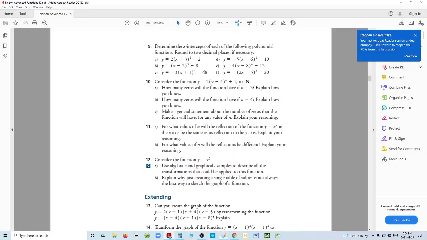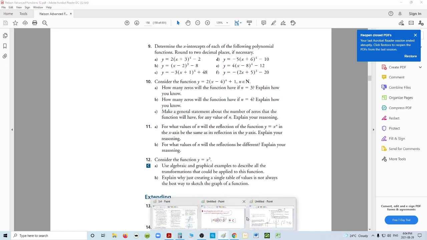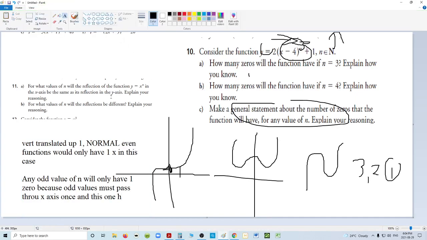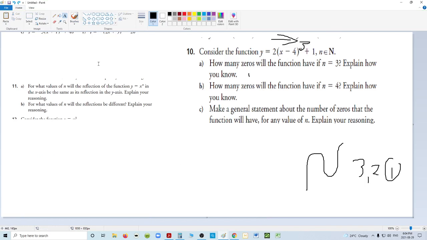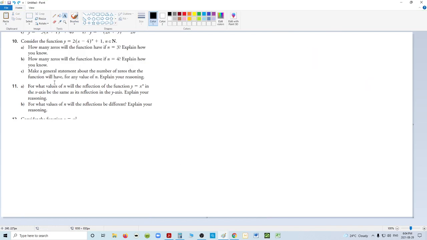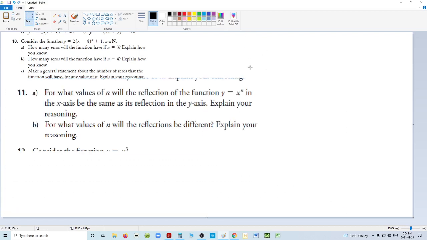And then finally, the last one, number 12. Oh, number 11. How did I lose that one? So number 11 says, for what values of n will the reflection of the function x to the n in the x-axis be the same as its reflection in the y-axis? Yuck. For what values will the reflection be different? Explain.